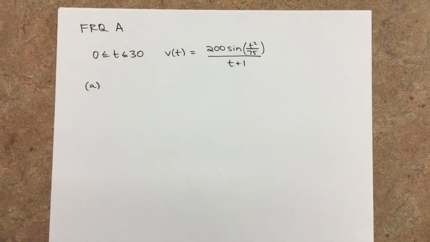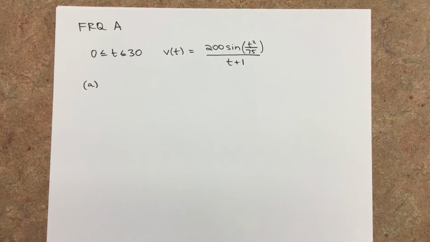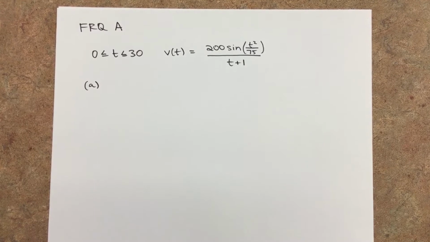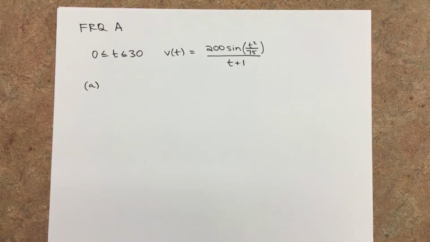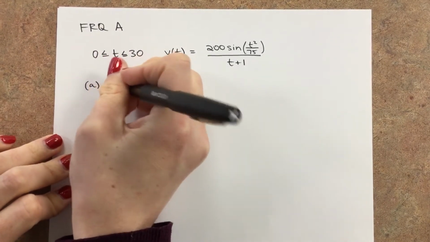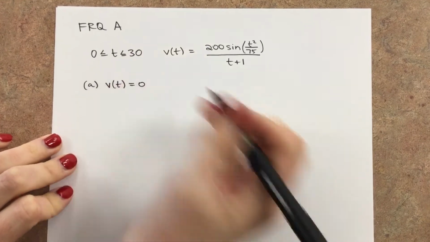So a change in direction means that your velocity is equal to 0 and that it switches signs. Or I guess specifically we should say the change in direction means that velocity switches signs, which means we're looking for where the velocity is equal to 0. Okay, so we want to write down what we're trying to solve. We are setting velocity equal to 0.